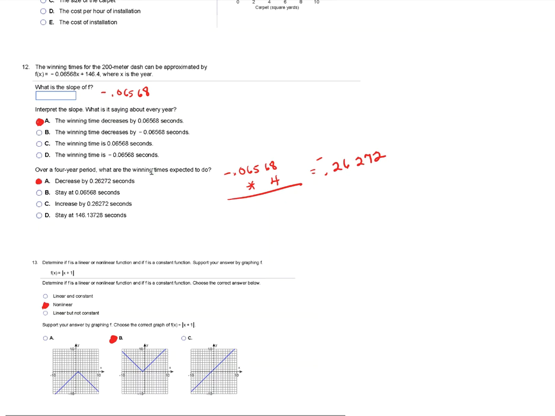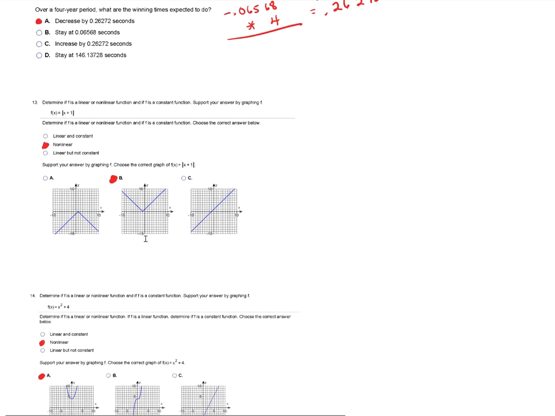Over a 4-year period, what are the winning times expected to do? Well, because X is here, we'll multiply 4 by that, and we get negative 0.26272. That negative, we'll use the word decrease by that many seconds. So be careful to watch that when you're choosing your answer.